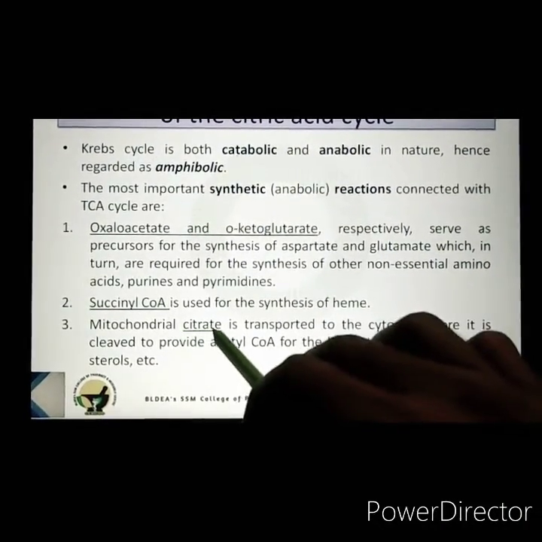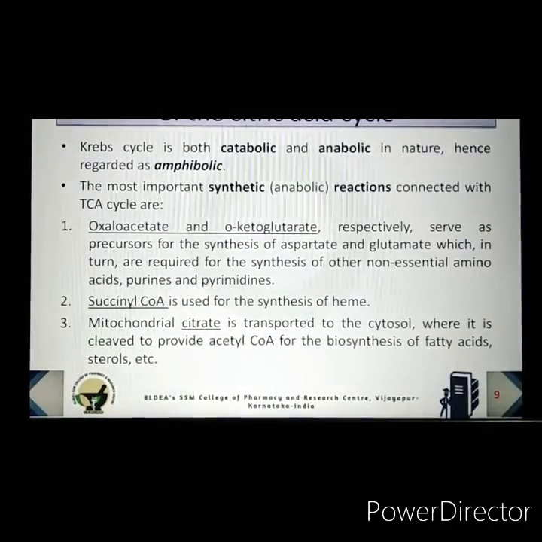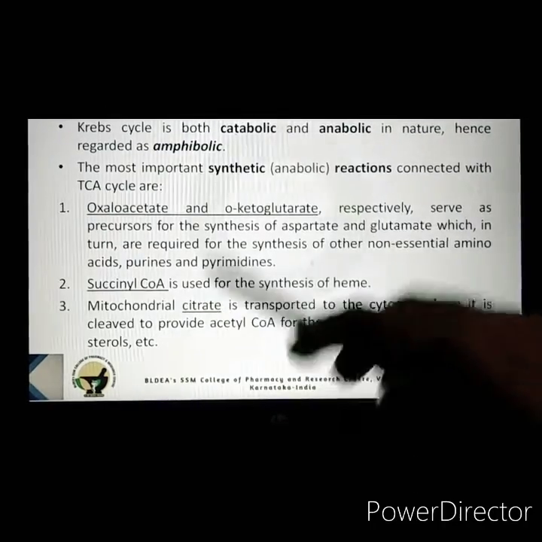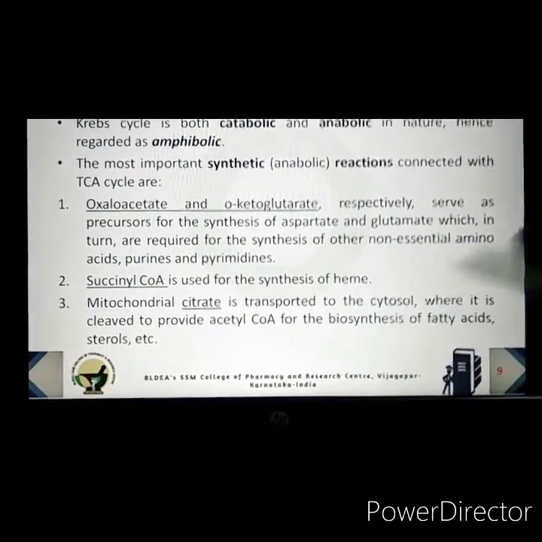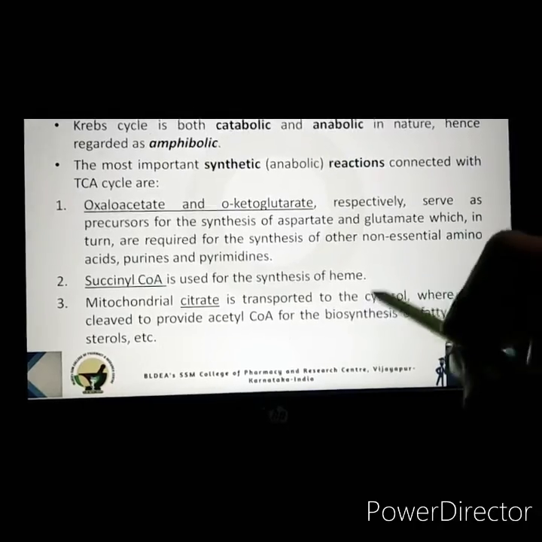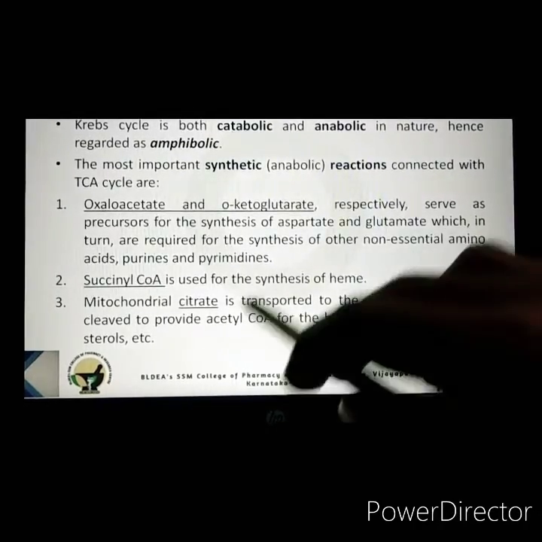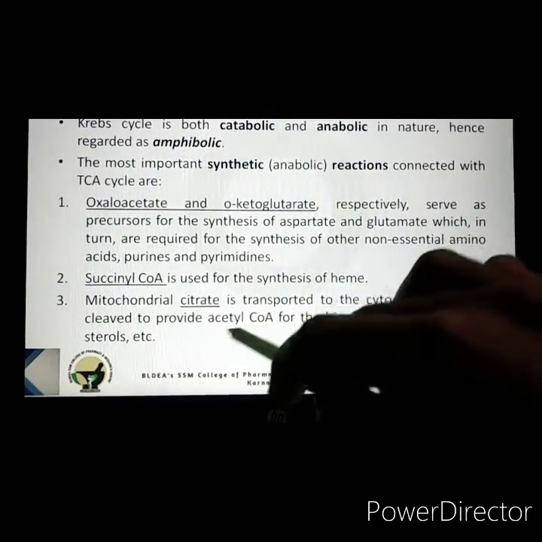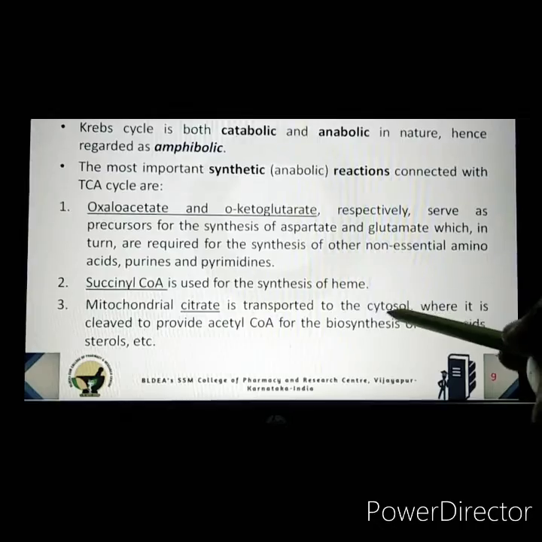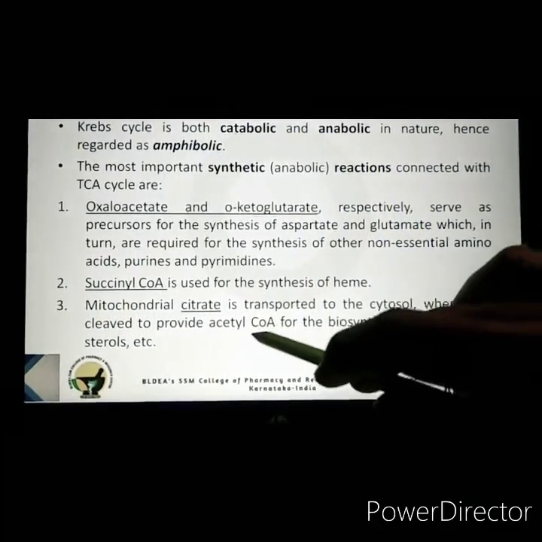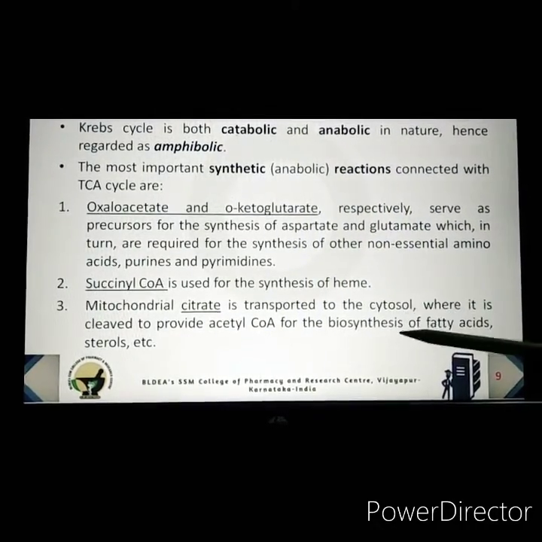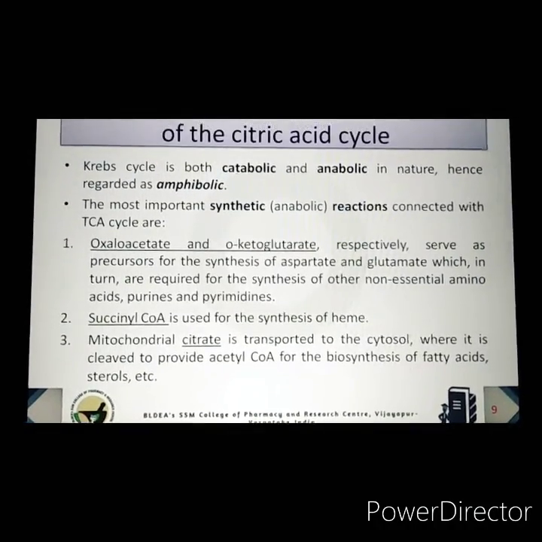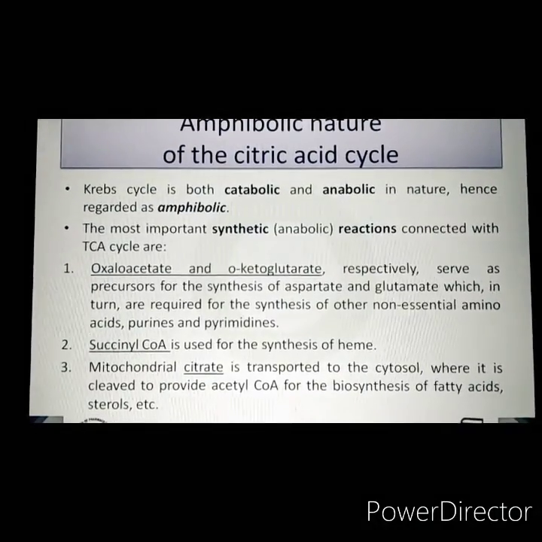Next is mitochondrial citrate. This citrate, you have seen as citric acid, present in the mitochondrial matrix, is transported into the cytosol, where it is degraded into acetyl CoA. You can see citrate being degraded into acetyl CoA only when it is transferred to the cytosol. This acetyl CoA is utilized for synthesis of fatty acids and sterols, and these fatty acids and sterols are responsible for synthesis of lipids.